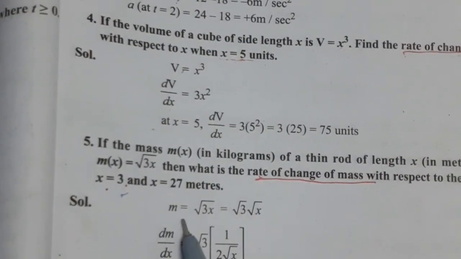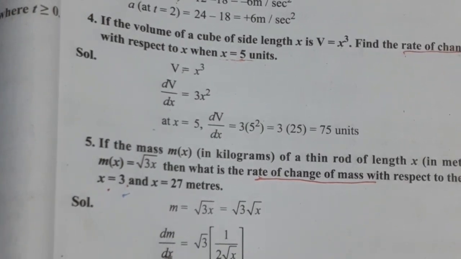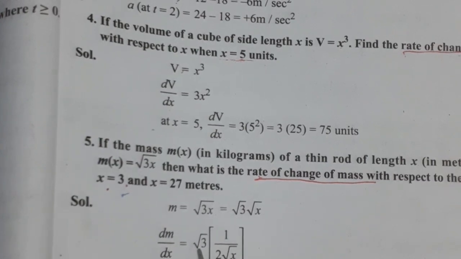Now what is m? The mass m equal to root 3 into x. So we rewrite as what? Root 3 into root x. First we differentiate dm by dx. If root 3 is taken common, root x differentiated is nothing but 1 by 2 root x.